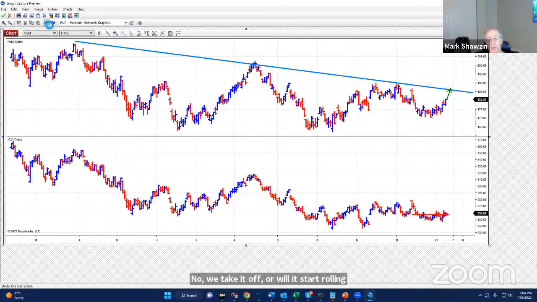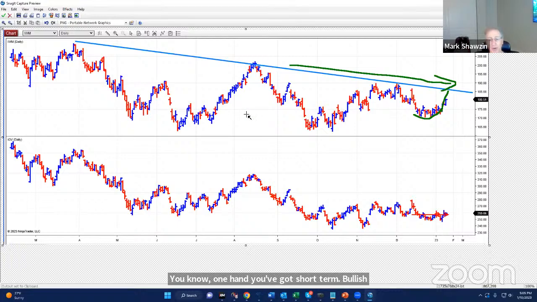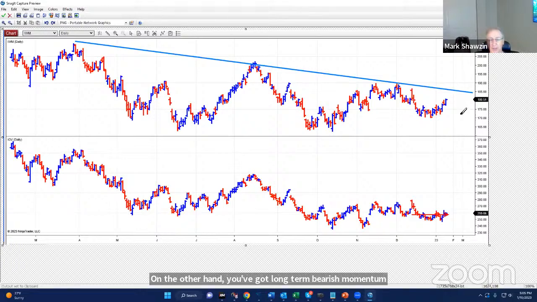So this is what I do. I basically draw my structures, understand where the market is. One hand, you've got short-term bullish momentum. On the other hand, you've got long-term bearish momentum. And it's constantly weighing these two parameters.